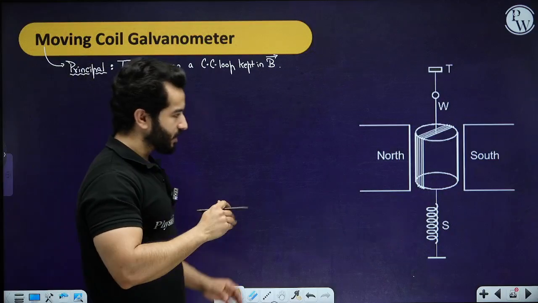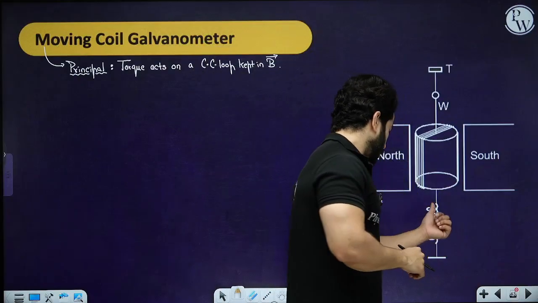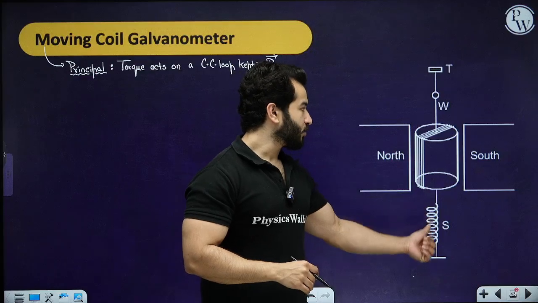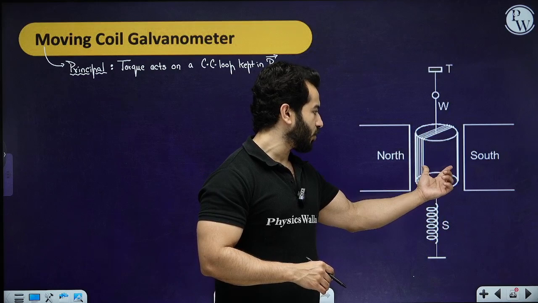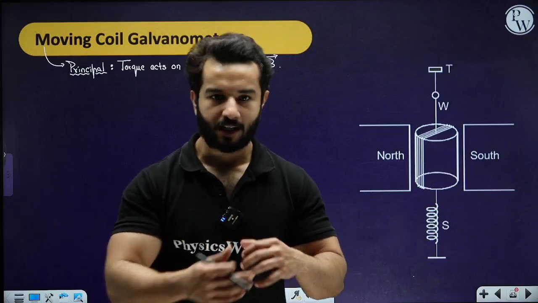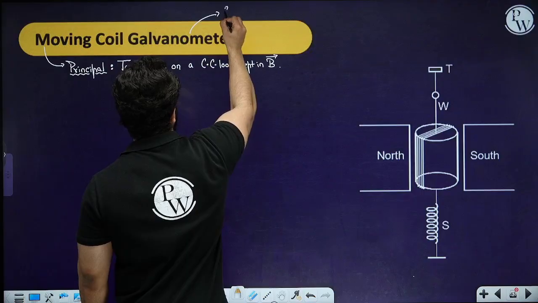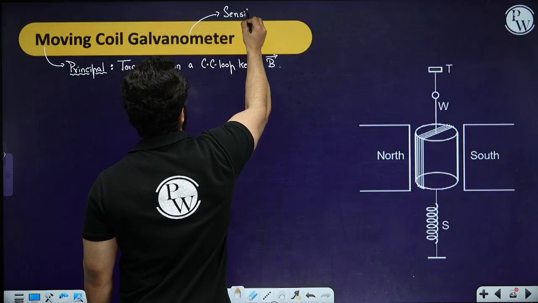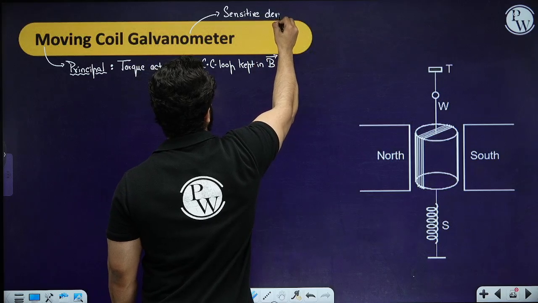Acha, now let's talk about something about its structure. Here we have got a very small hairpin. Here we have got a spring attached over here, and this is a non-conducting cylinder, in which we have wound wires through which the current is going to pass. And as we know, a galvanometer is a highly sensitive device, which measures current.